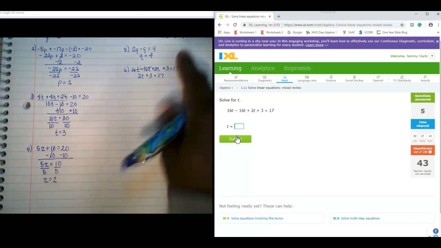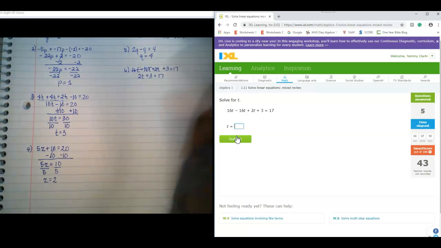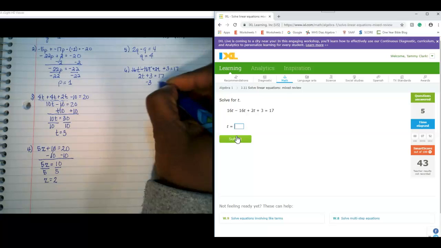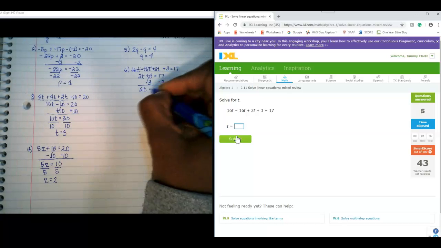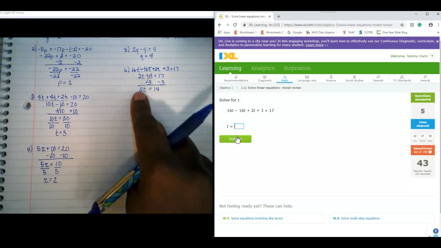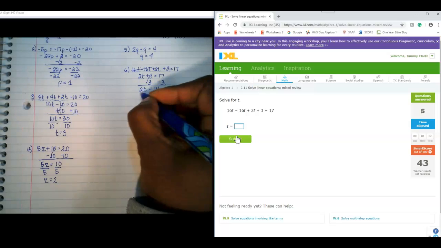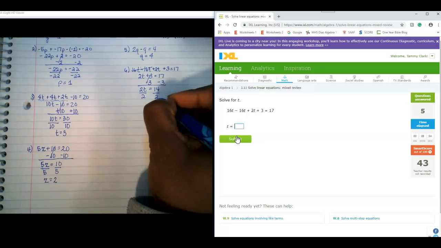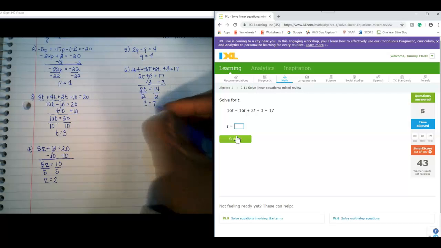So I'm going to come up here and I'm thinking, okay, first thing I have is addition. So I'm going to subtract 3 from both sides of the equation. And I'm left with 2t is equal to 14. Then 2 multiplied by some number t gives me 14. If I divide by 2 on both sides of the equation, that leaves me t is equal to 7.